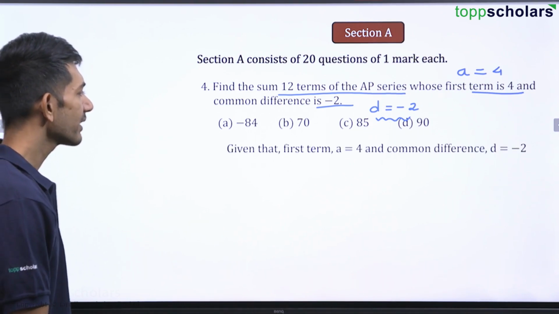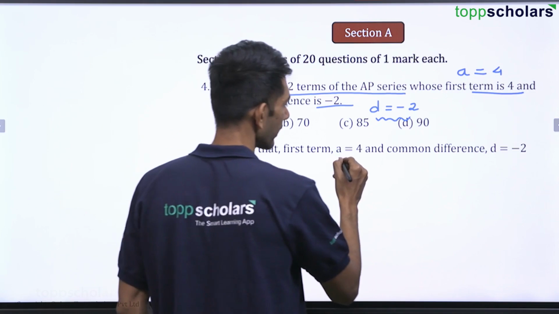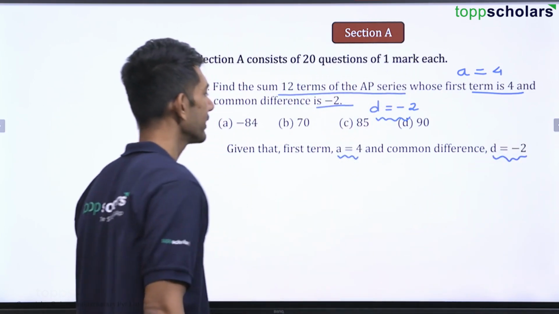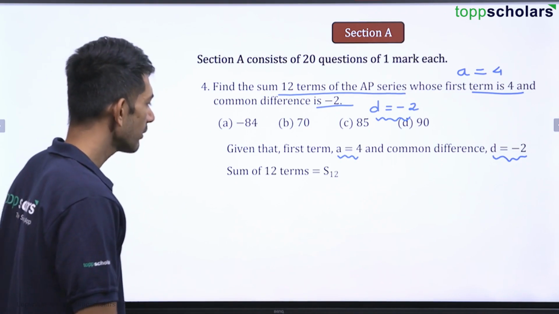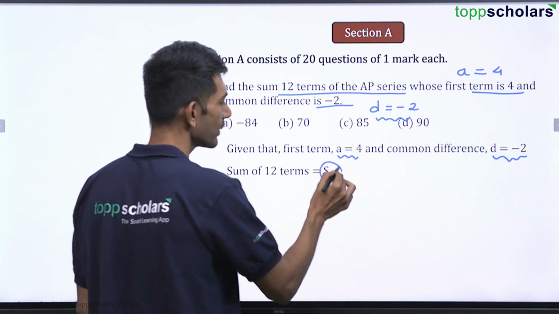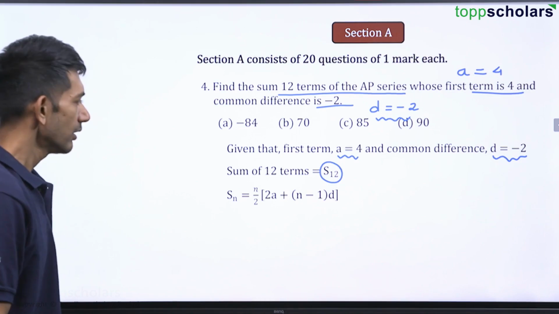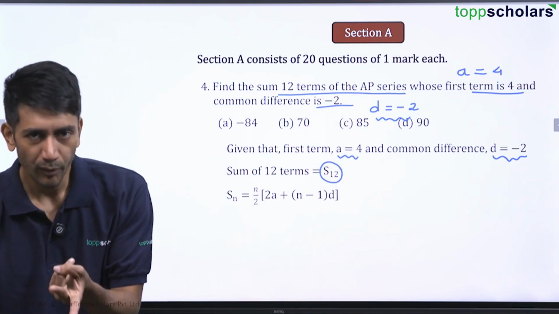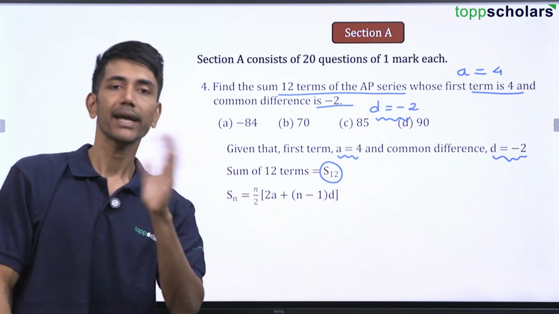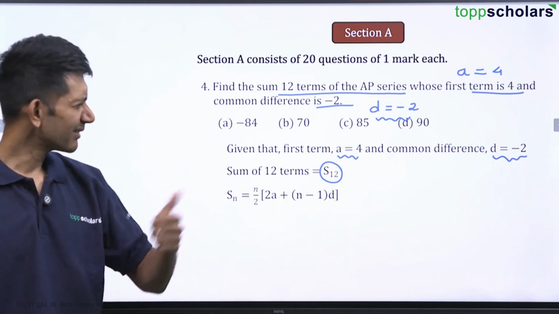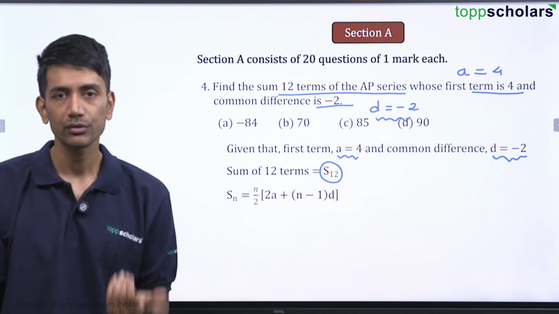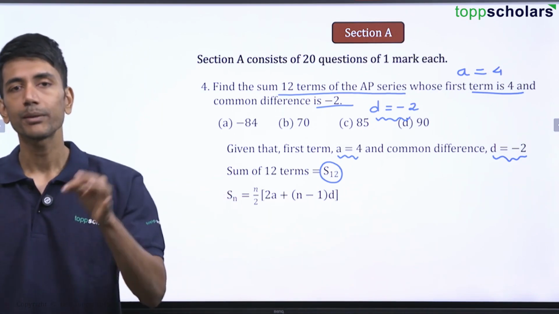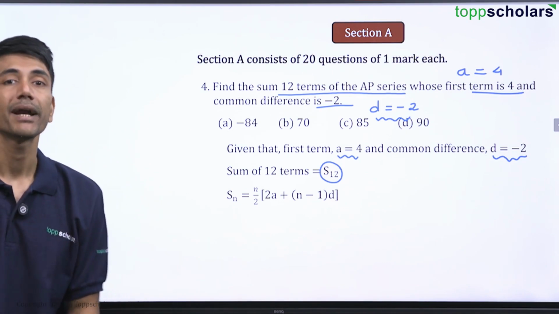So what is given? It is given that the first term A is 4 and the common difference D is minus 2. Correct? Sum of the first 12 terms is S12. Correct? So what is the formula for Sn? See, A and D is given. Sn has 2 formulae. Sn is equal to n by 2, A plus An. But here we don't know the last term. So obviously we have to use the first formula. Sn is equal to n by 2, 2a plus n minus 1 multiplied by d.